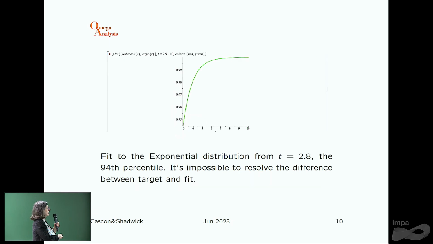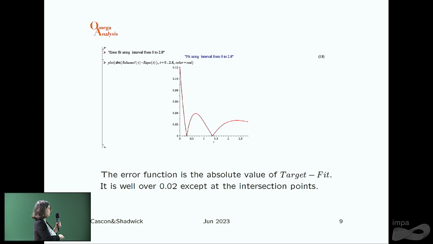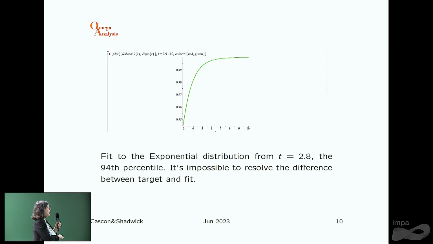Now, when I do the extraction of points, I guess that slide disappeared. Okay. I did the same thing. I extract the points, I did a nonlinear fit, exactly the same thing. And now I plot the result that I obtain against the exponential. And you can't see the difference. It's not visual. Okay? It's in the 94th percentile.